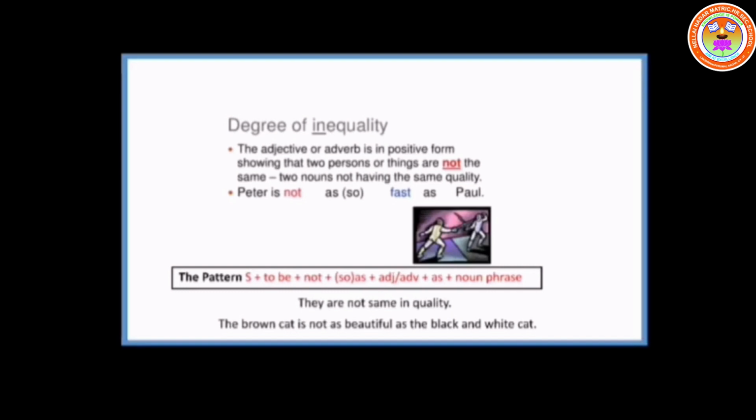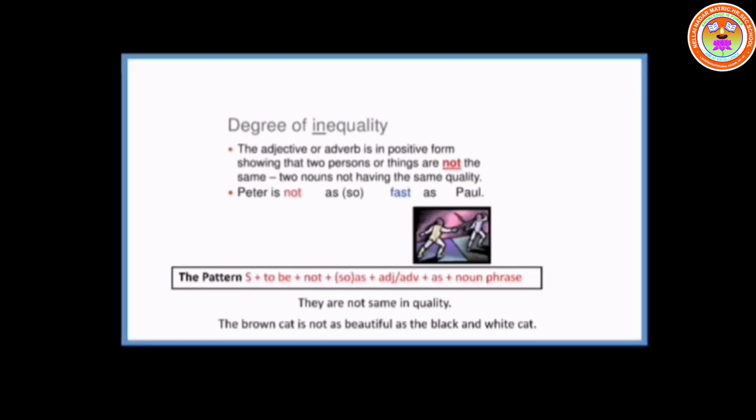is in positive form, showing that two persons or things are not the same. Two nouns not having the same quality. See, for example, Peter is not as fast as Paul. Here the pattern used is subject plus to be verb plus not plus so or as plus adjective or adverb plus as plus noun phrase. They are not the same in quality.